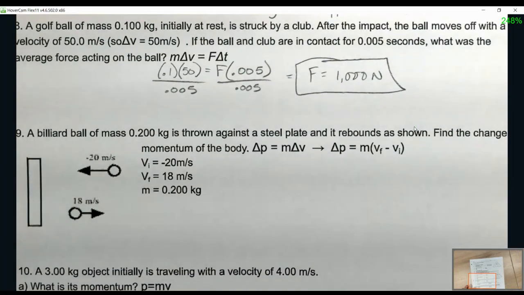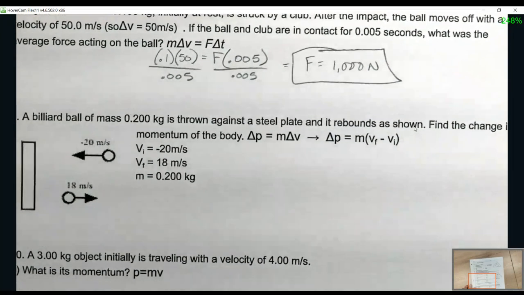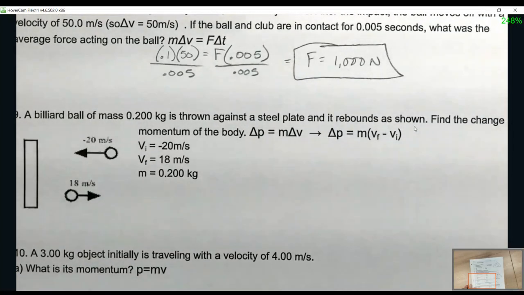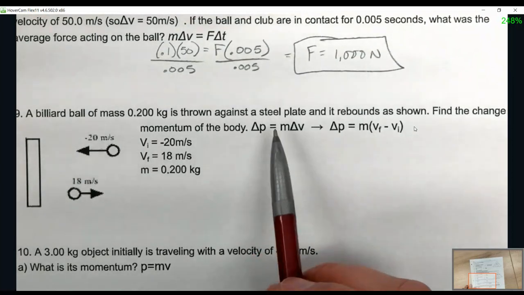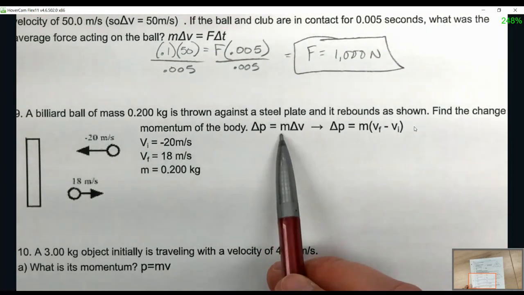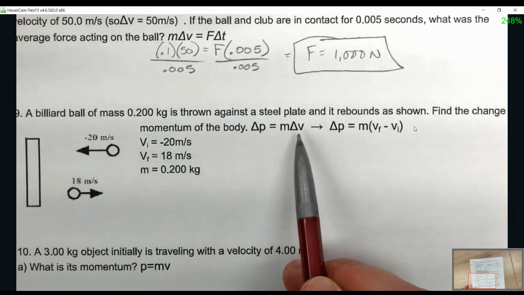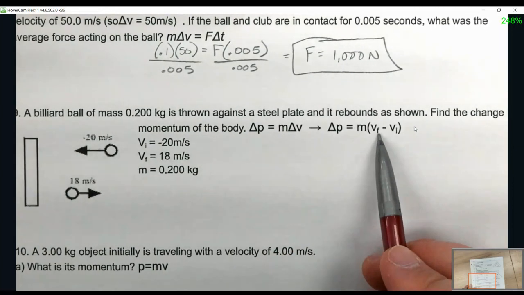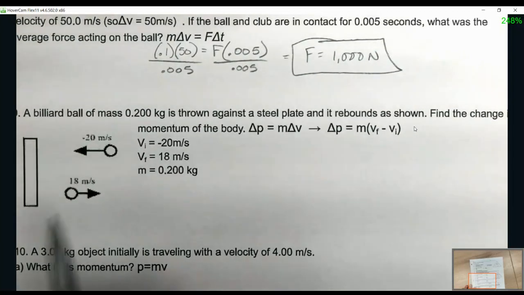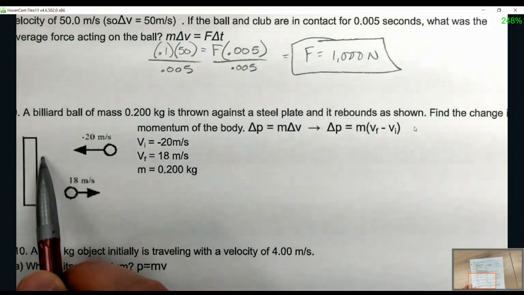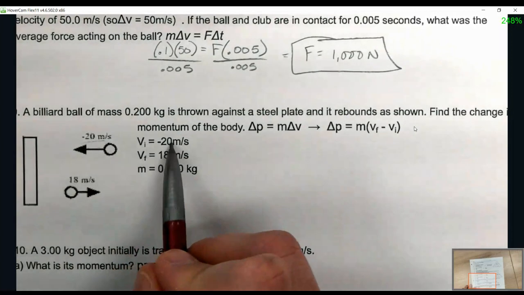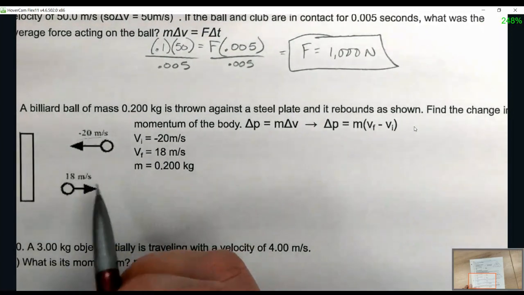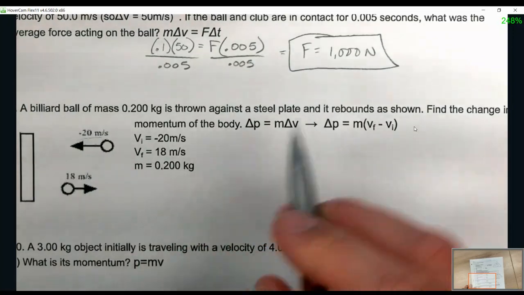Number 9. For number 9, a billiard ball is shown that has a mass of 0.2 kilograms and is thrown against a steel plate and it rebounds as shown. Find the change in momentum of the body. So change in momentum is delta P. Since we're not changing the mass of the object, we are going to change the velocity. So delta V is simply the final velocity minus the initial velocity. If it starts going to the steel plate and then ricocheting off, this would be your initial velocity. So you have an initial velocity of 20. The final velocity is the velocity that it comes off with, at 18.